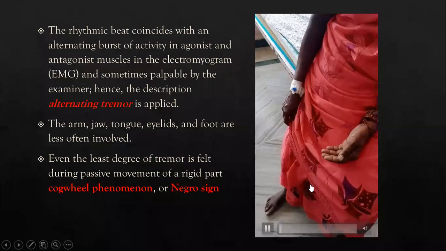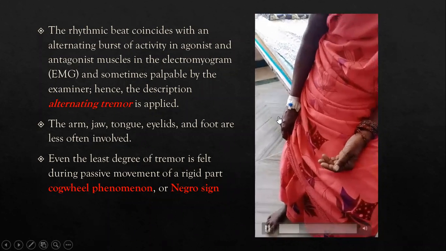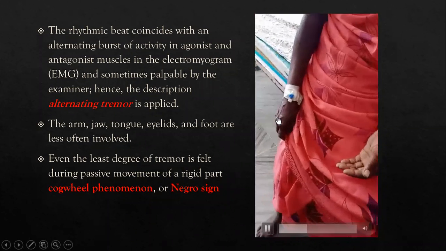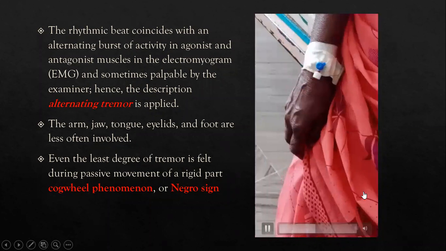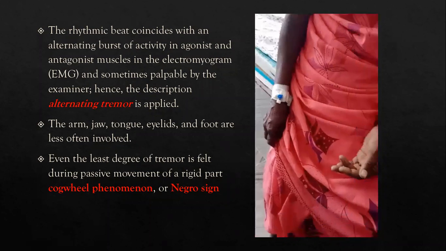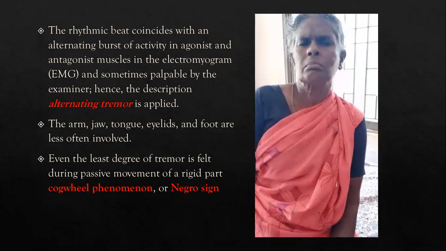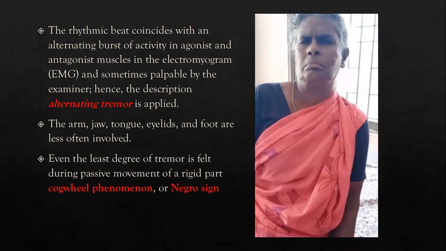This is an example of a pill rolling tremor. We can notice the right hand of this patient. Also, there are automatic movements in the left hand. There is a resting tremor. The patient's hand is at rest and there is movement. We can also notice the masked face. There is less expression in her face.